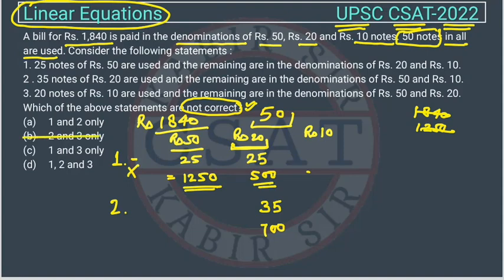So the answer will be among these three, right? So the second case is 35 notes of rupee 20 are used and the remaining are in the denomination of 50 and 10. After we use 35 here, how much are we having? The remaining is only 15, because in total we have 50 notes only. So suppose I am allotting all 15 to the 50 rupee notes, right? So this will be only 750. So the total will be 1450 rupees only. This is not 1840. So this case is also not possible, right?